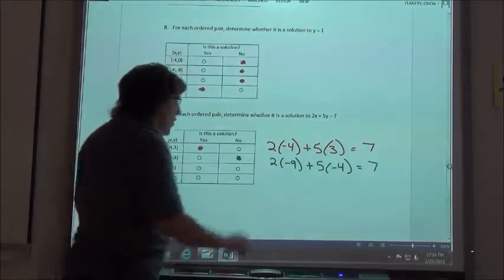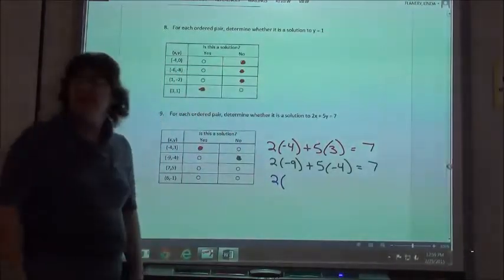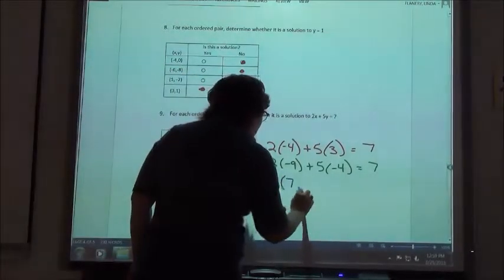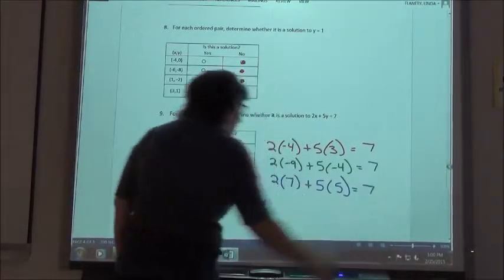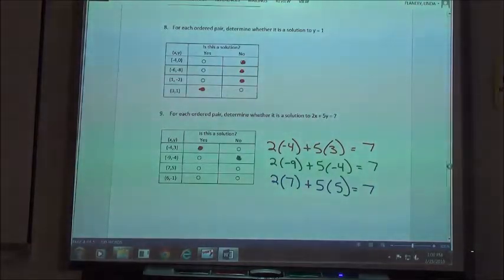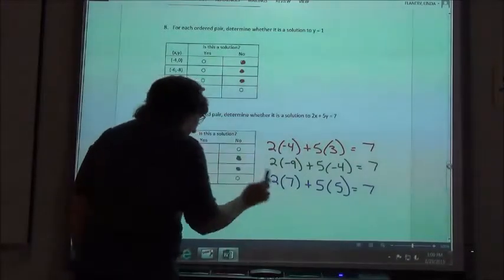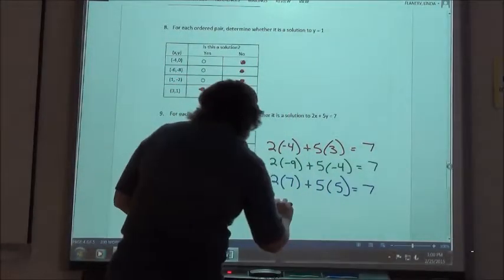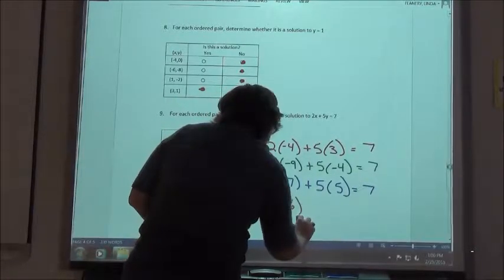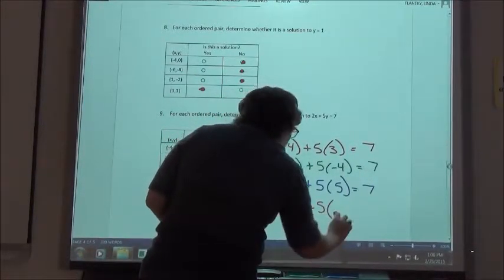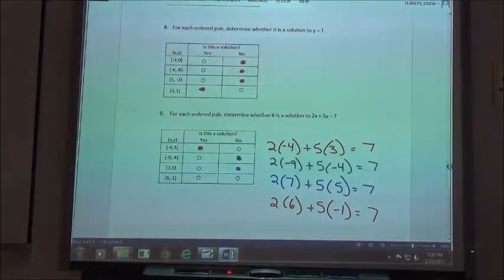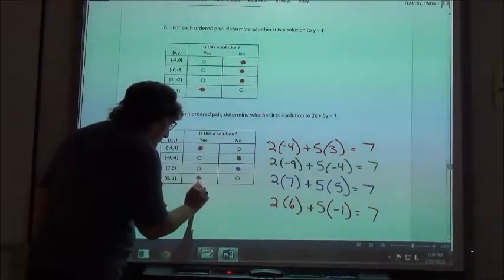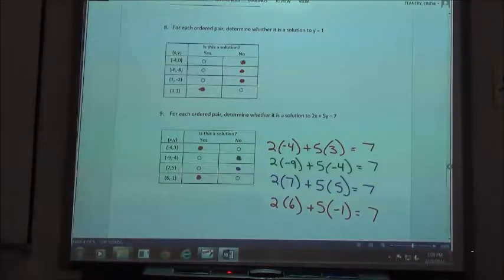So then I'm going to do the third one. 2 times my x value, which is 7, plus 5 times my y value, which is 5. Am I going to get an answer of 7? No, 14 plus 25 is way more than 7. And then we do the fourth one. 2 times our x value of 6 plus 5 times our y value of negative 1. 12 minus 5 is 7, yeah. So we filled in our table answering if it was a solution or not.